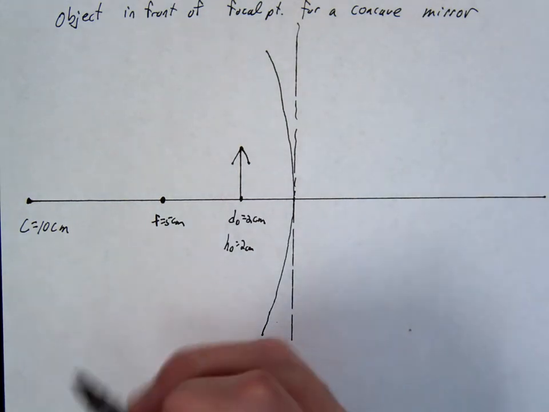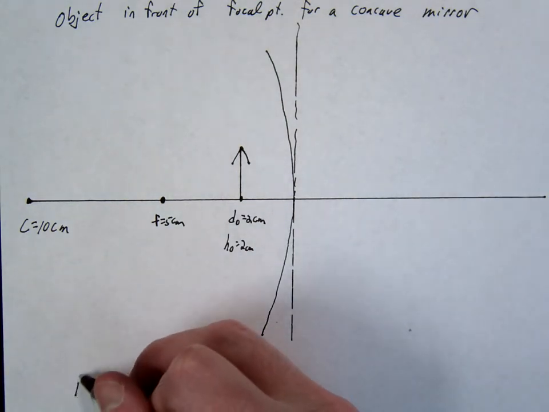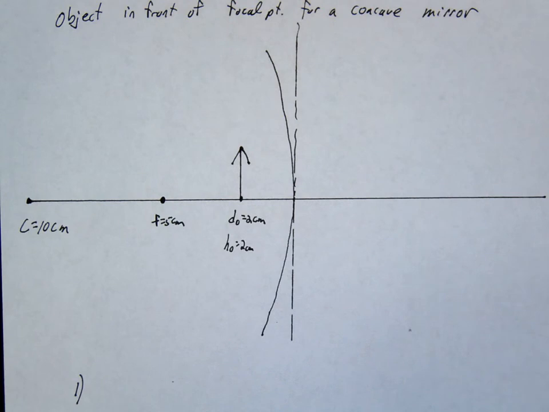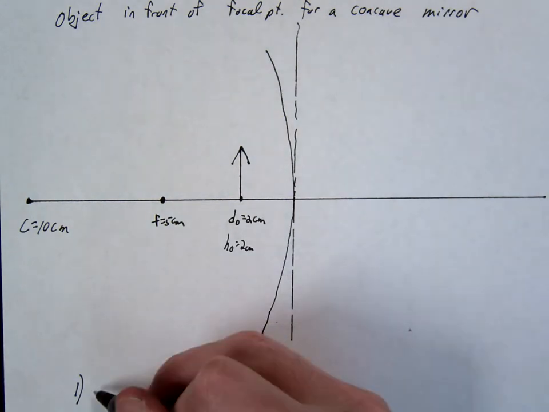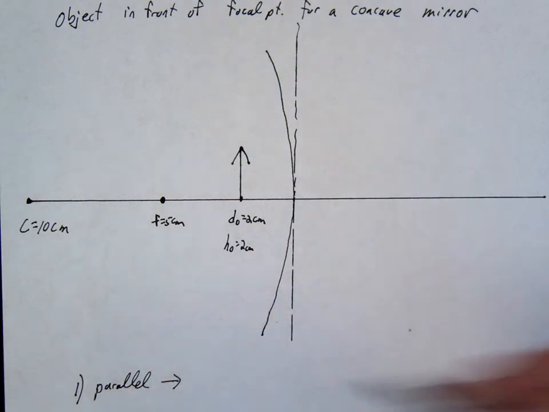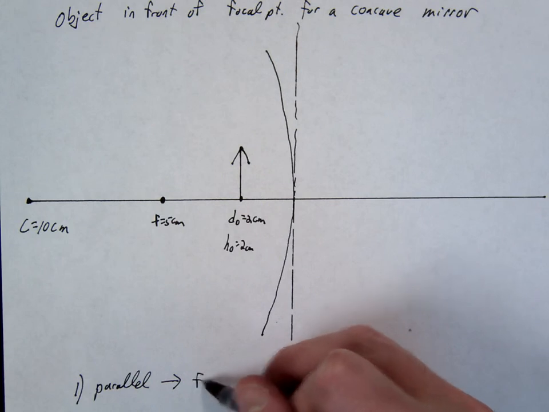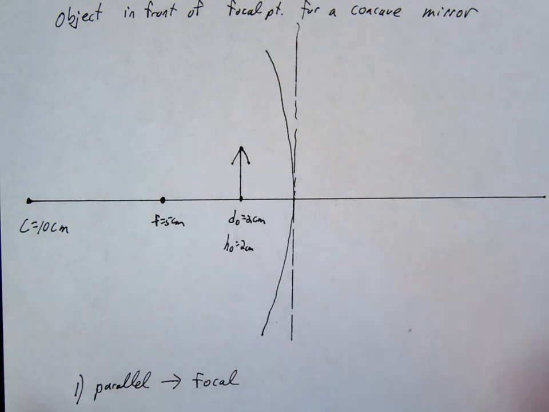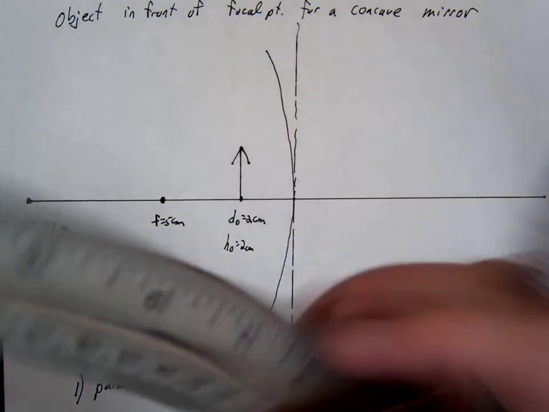And so rule number 1, if I were to summarize rule number 1, what would it be? Well, we go parallel first, and then how does it reflect? Through the focal point. So if we were to summarize that, we just say we go parallel and then reflect it through the focal point. So let's go ahead and draw that one out. Beam number 1.